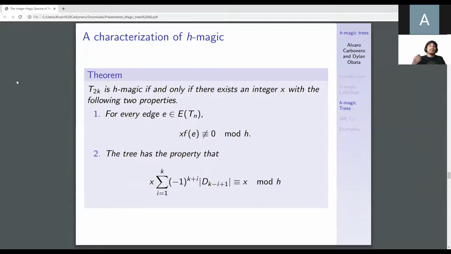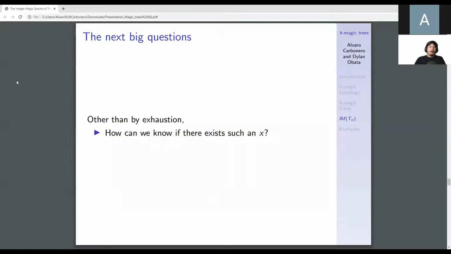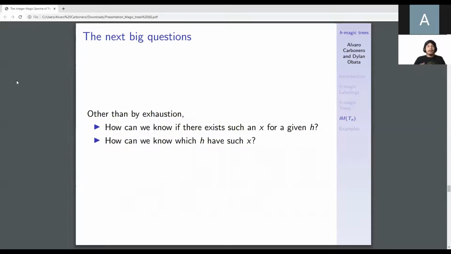Now, this theorem might be nice and maybe it's hard to prove, but it's also ultimately a little bit evident. But a not evident question is the following. Other than by exhaustion, how can we know if such an x exists? And the second question that is even bigger is, how can we know for which h there exists such an x? The first question concerns if a tree is H-magic or not, and the second concerns an even bigger question. It's asking for every h that works. In other words, it is asking for the integral magic spectrum.